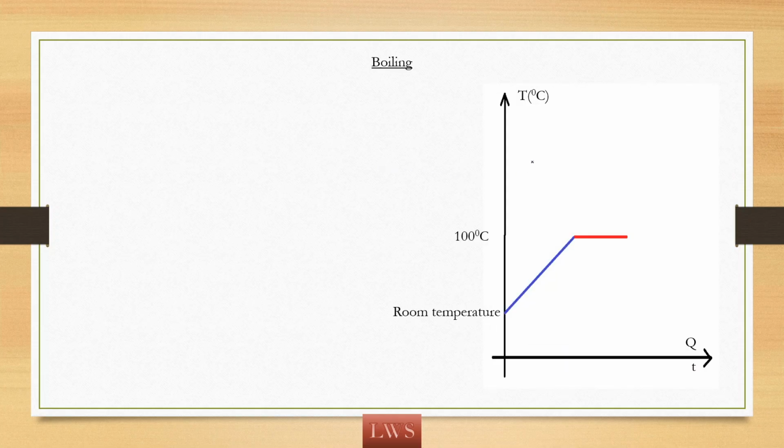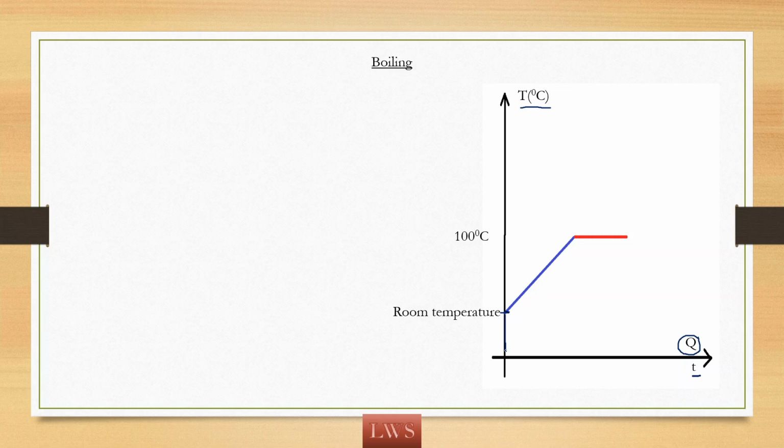So this is the graph between the time and temperature. Initially we are taking the water from room temperature. On the x-axis we are taking the time and also the heat supplied. On the y-axis, the temperature of the water. We are recording for every minute, no? So I am drawing the time versus temperature graph.